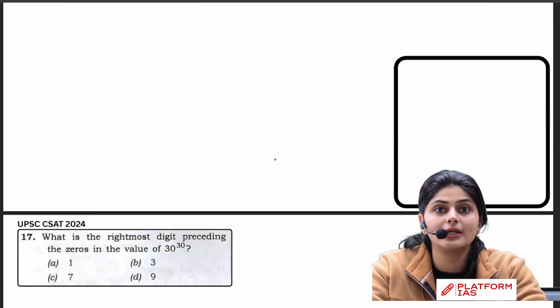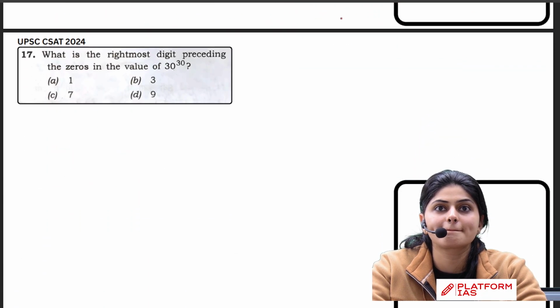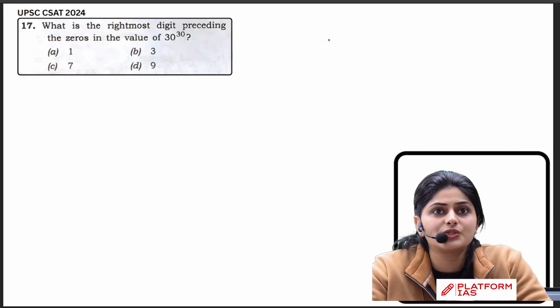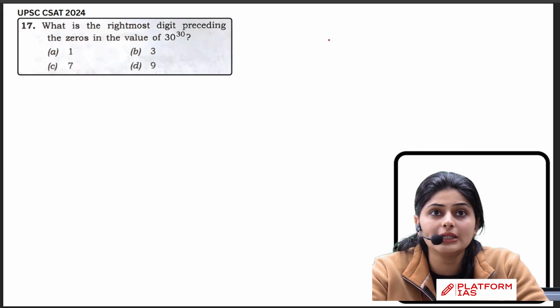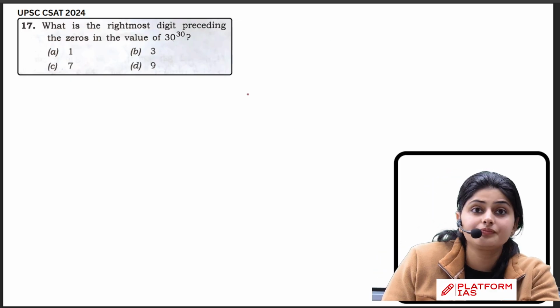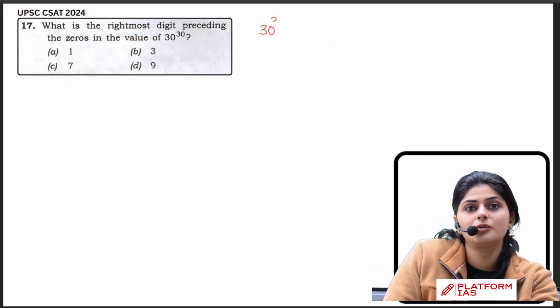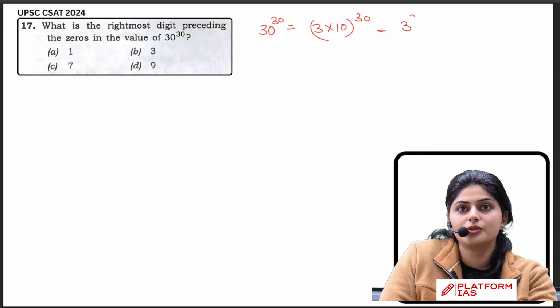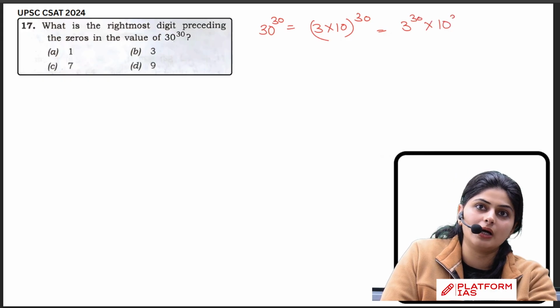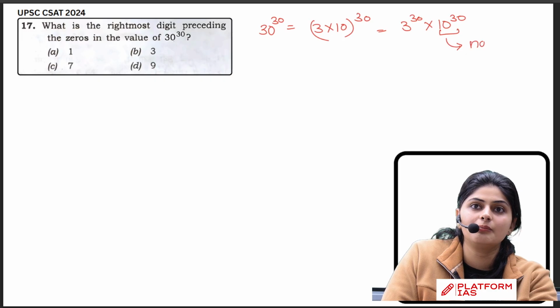Now moving to the next one. Let's read the question. What is the rightmost digit preceding the zeros in the value of 30 to the power 30? Now this 30 to the power 30 is nothing but 3 times 10 to the power 30, which is equal to 3 to the power 30 multiplied by 10 to the power 30. So this will give me the number of zeros.